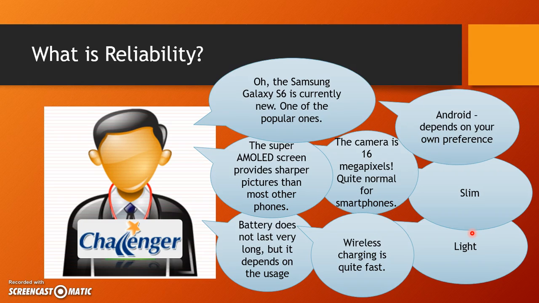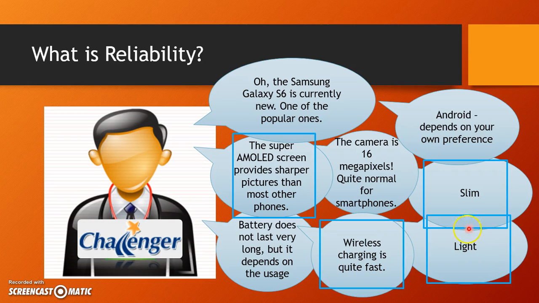Now, let's step out of this Challenger persona. The things in the blue boxes are similar to what the Samsung person said: a Super AMOLED screen, sharper pictures because of screen resolution, quick wireless charging, slim, light. All these are similar. However, these two things in the yellow boxes are not what he said. The Samsung person said it has an amazing camera, but this is actually quite normal for smartphones these days. As for the battery, he said it has an excellent battery life, meaning that it can last very long.